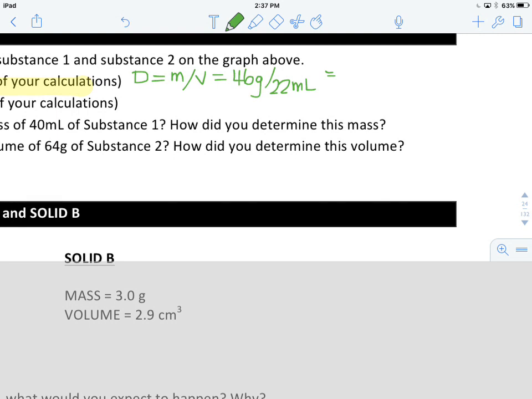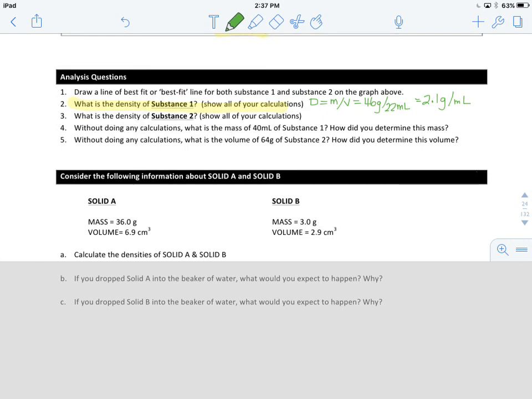And so 46 divided by 22, if you do that little calculation, you get, oh, well, this is almost 2, right? Because 44 would be twice, so this is like 2 point, and you can put this into your calculator, and you can find out exactly what that decimal is. You hear me opening my calculator. 46 divided by 22, 2.1 grams per mil. Okay, so that's kind of how you do this.